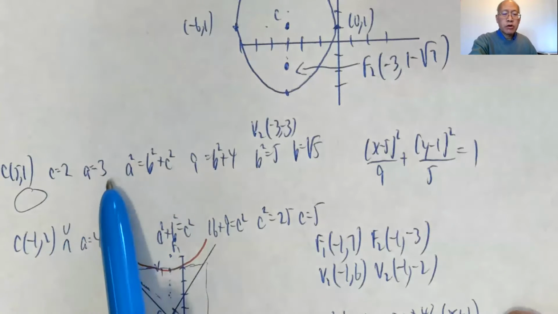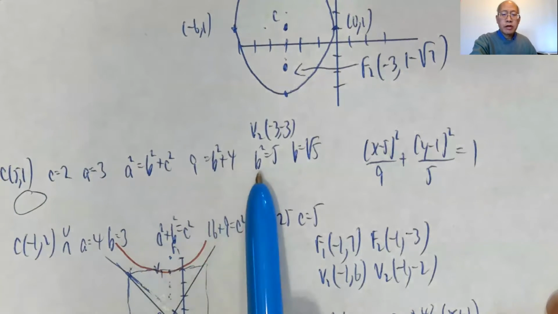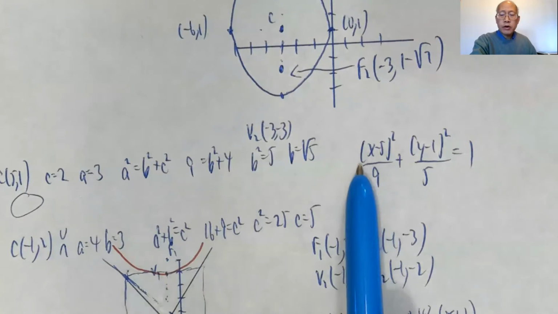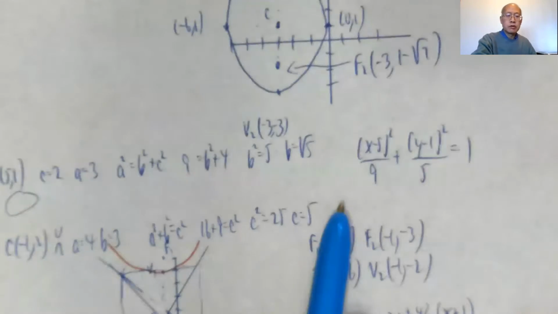A is 3, the distance from vertex to the center. A squared equals B squared plus C squared. 9 equals B squared plus 4. B squared equals 5. So B is radical 5. So (x minus 5) squared over 9 plus (y minus 1) squared over 5 equals 1.